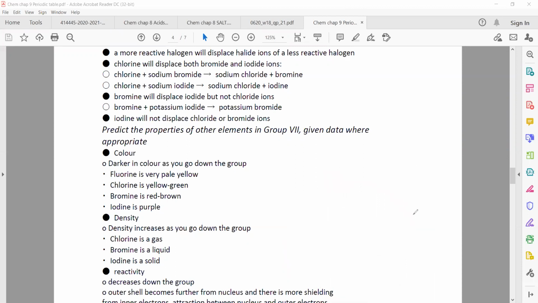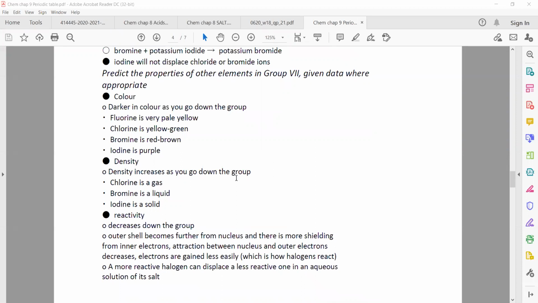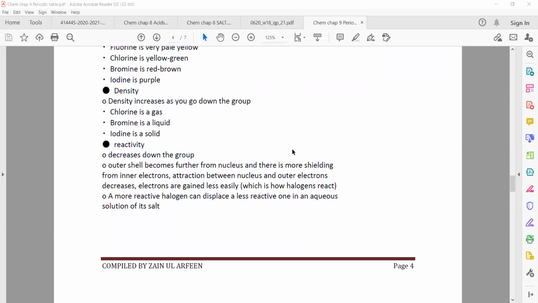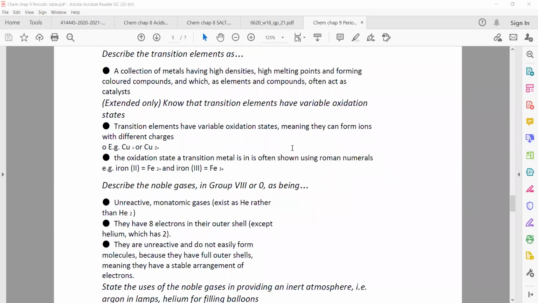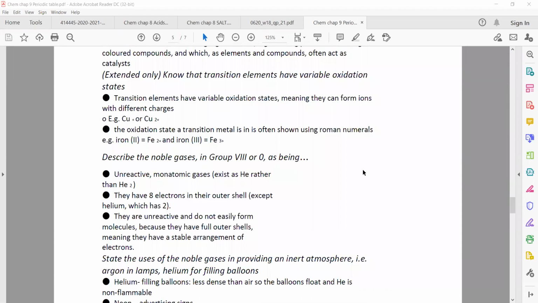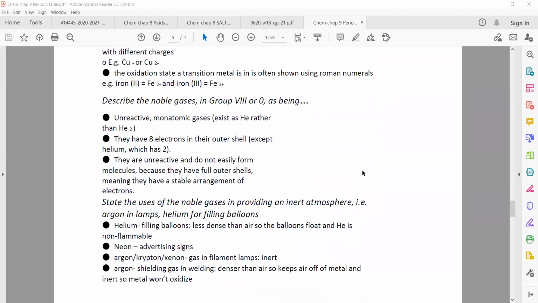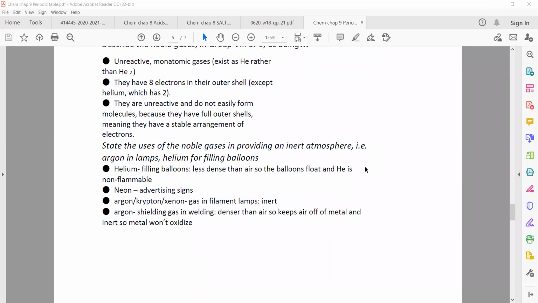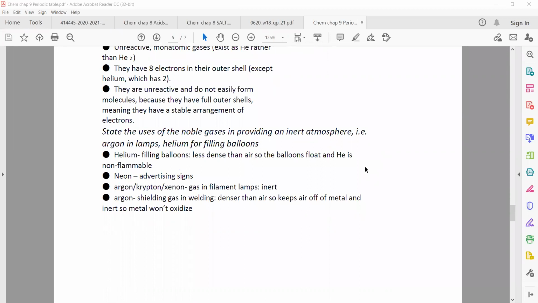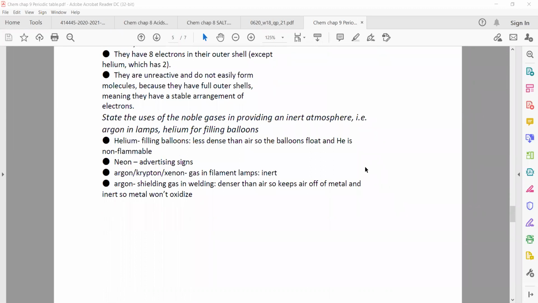Always the more reactive halogen displaces the less reactive halogen from its compound. You have to learn the colors of fluorine, chlorine, bromine, and iodine. As we go down, the density increases and the reactivity decreases. Transition elements have variable oxidation states, catalytic properties, and form colored compounds. For group 8, you should learn the uses. Helium is not reactive, so it is used for weather balloons; neon for advertisement lamps or signs. Argon, krypton, and xenon are used in filament lamps.